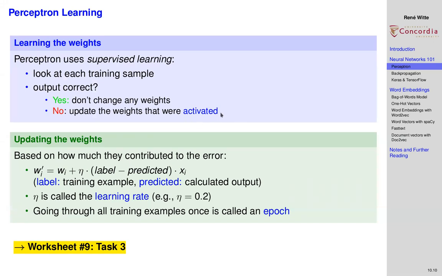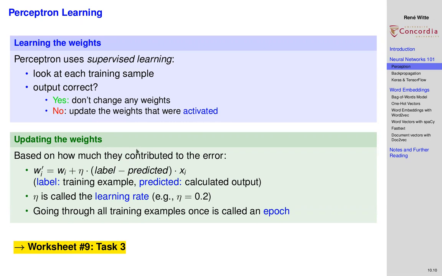And here there is an important idea in these neural networks. We don't change all the weights, we only change the ones that were activated, meaning they had an input different from 0.